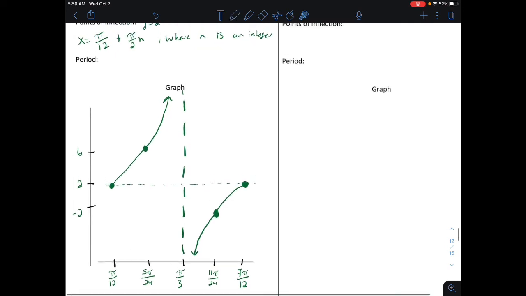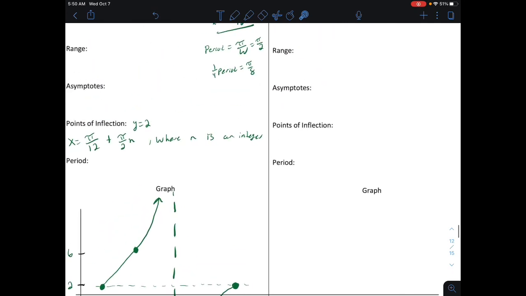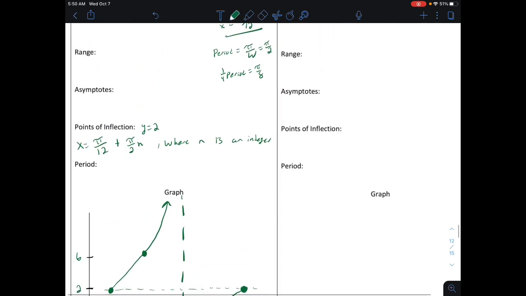We'll have a vertical asymptote at pi over 3, and then the next vertical asymptote would be when we go 1 full cycle to the right of that, which would be if I added my period to it. So pi over 3 plus pi over 2 times n will be the set of all vertical asymptotes. So x is equal to pi over 3 plus the number of times you want me to apply my period. So it'd be plus pi over 2 times n, where n is an integer.